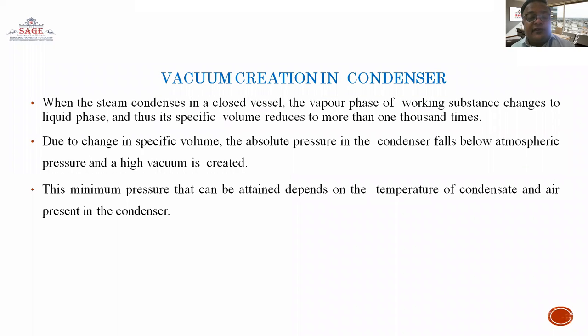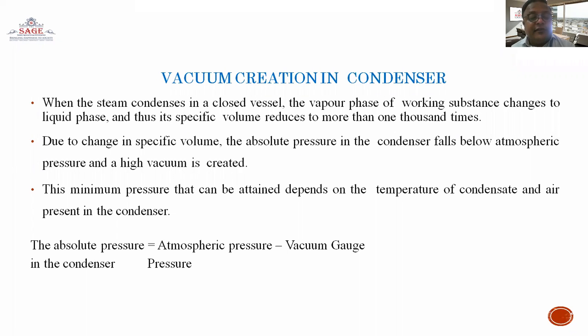The minimum pressure that can be attained depends on the temperature of the condensate and the air present in the condenser. The absolute pressure equals the atmospheric pressure minus the vacuum gauge reading in the condenser pressure.